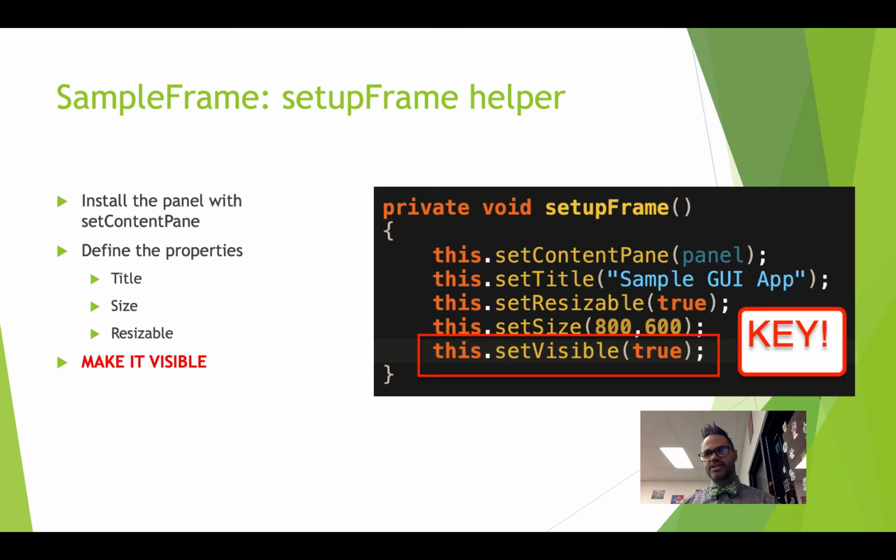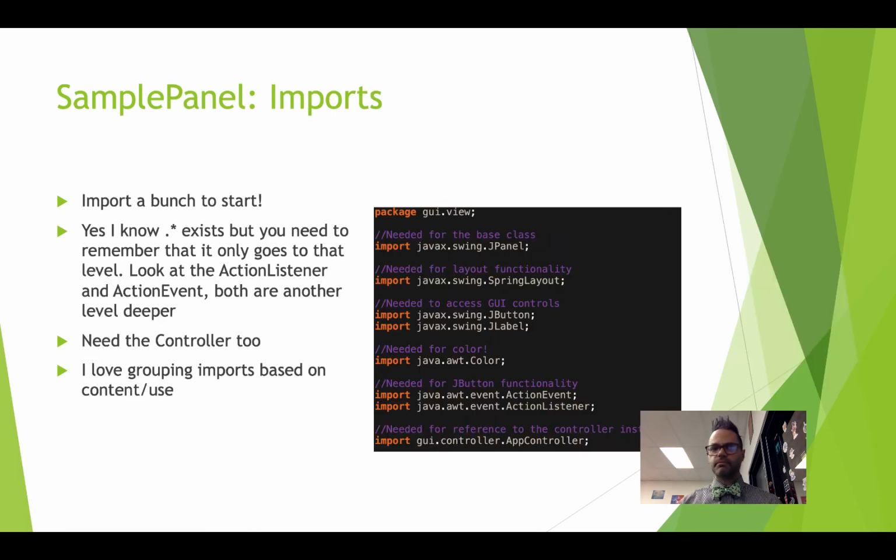That has to be the last line after any GUI component manipulation happens. So have that be the last line of your setupFrame, because that's where it needs to be to actually be effective and work. The last line of your setupFrame needs to be a call to setVisible true. That's key. We're good. Now, the next class we have is our SamplePanel class.